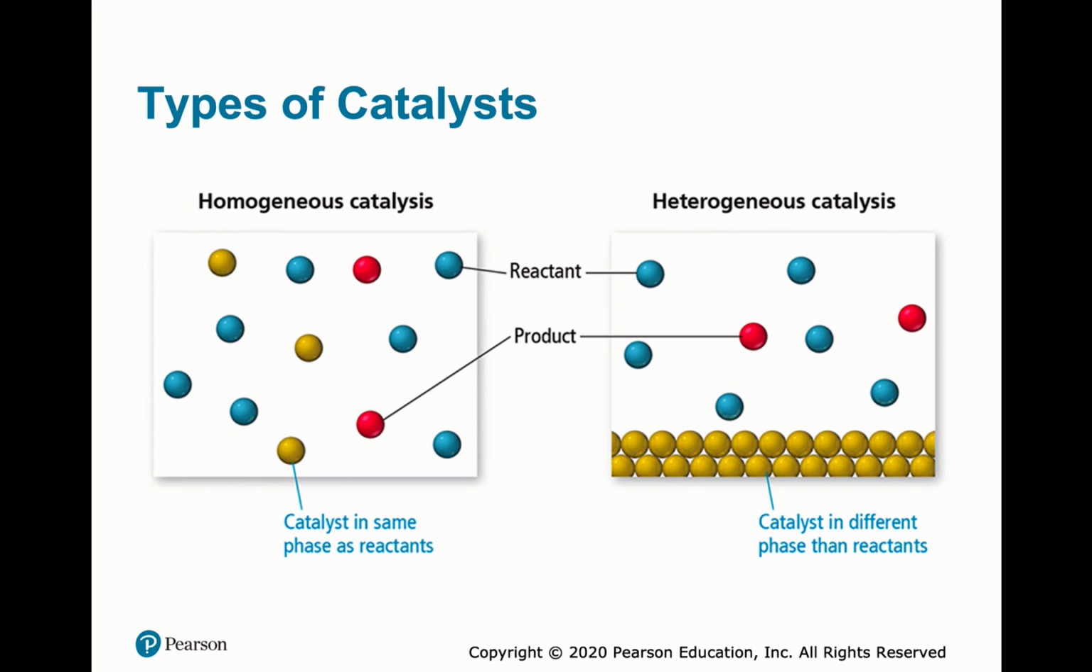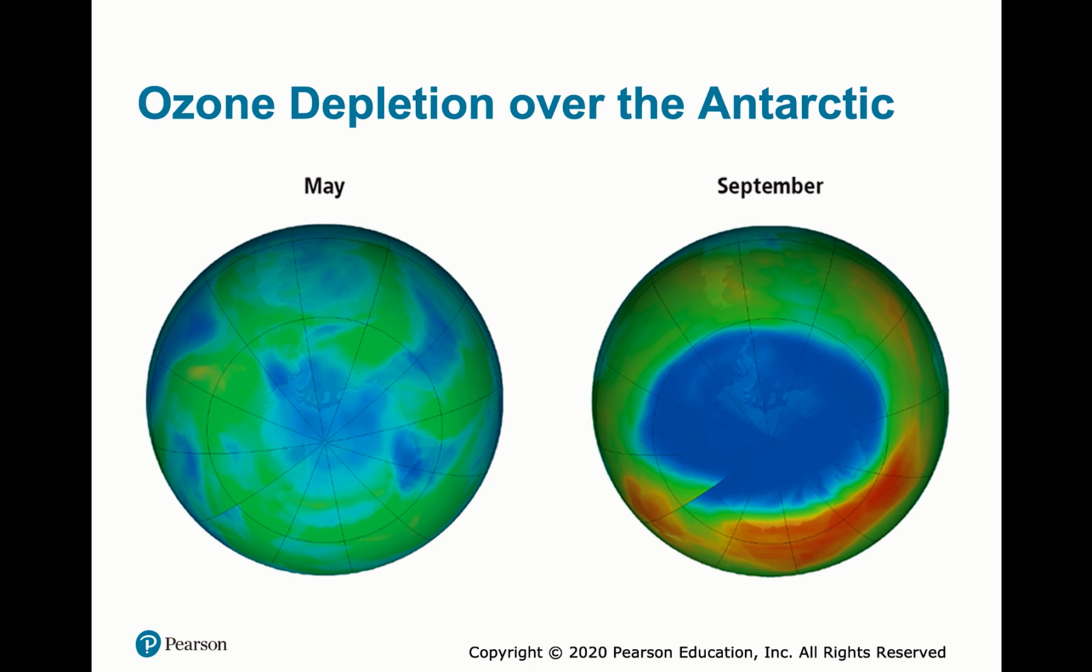So types of catalysts: homogeneous catalysts are the same phase, and heterogeneous catalysts are different phases, so in this case gas and solid. And ozone depletion, unfortunately, turns out to involve heterogeneous catalysis too. So it can be both. It can be homogeneous with halides. It can also occur on the surface of ice crystals or volcanic ash. You can have heterogeneous catalysis of ozone destruction.